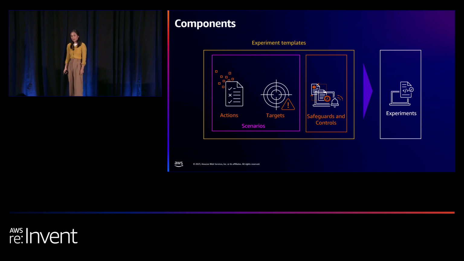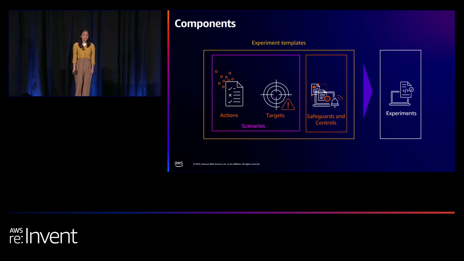Scenarios are predefined actions and targets on experiment templates that are created and owned by AWS. For example, we have scenarios that allow you to check your application response to CPU load, such as increasing CPU load from 90% to 100%, or increasing latency on EKS pods. You can find scenarios from the scenario library in the FIS management console.